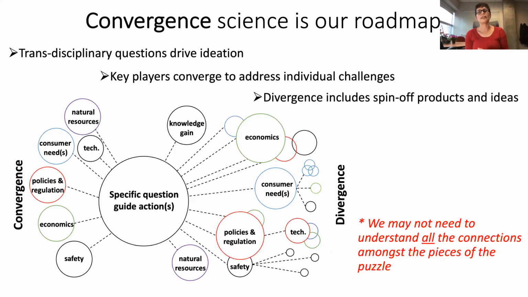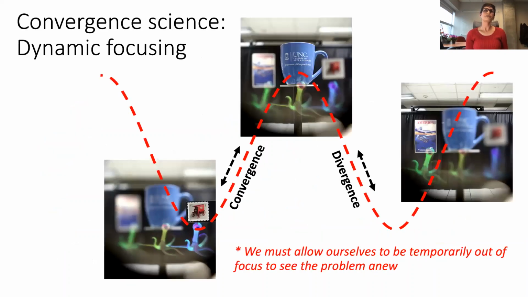And as you can see on the slide, we may not need to understand all the connections amongst the pieces of the puzzle. We need to actually allow ourselves to lose focus on them because you don't expect an engineer to know how the economic side of things really plays. You need somebody that is an expert in economics to help tackle these problems. So convergent science is based on dynamic focusing. You will be in and out of focus depending on the question that you are trying to answer, but you need to trust that by providing your input, your expertise, you will be advancing.